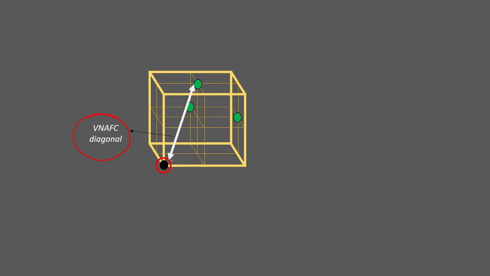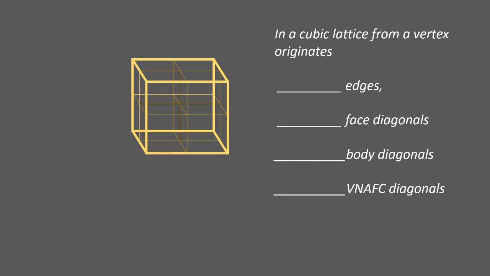So we have these 3 points here along these VNAFC diagonal directions. Well, these directions are very important. This will help us figure out some things about cubic lattices very easily. So now, a very interesting, very important thing: in a cubic lattice, from a particular vertex, how many edges, how many face diagonals, how many body diagonals, and how many VNAFC diagonals originate?